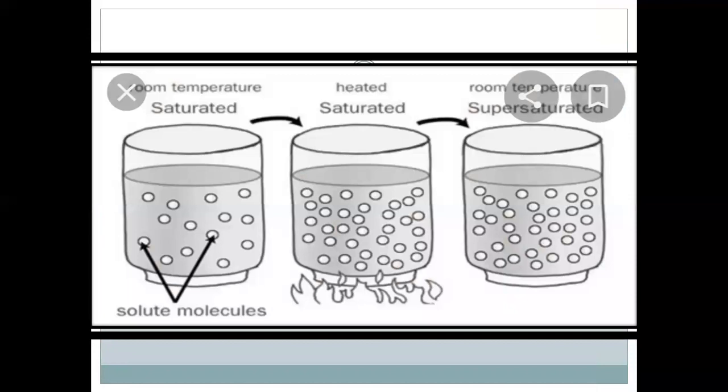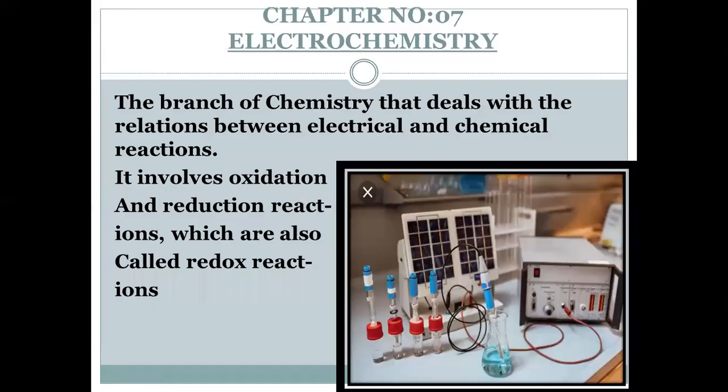Coming towards the image, in this image you can see we have a saturated solution, and after heating, the solution can dissolve all the solute in it, and by adding more solute in it, we will see it is converted into supersaturated solution. You can see the amount of solute increases from saturated into supersaturated solution. Hope you understand chapter number 6.